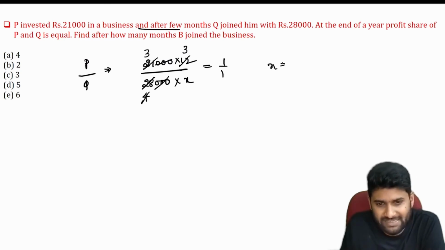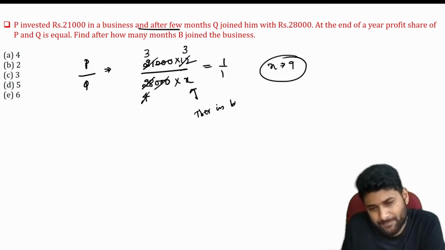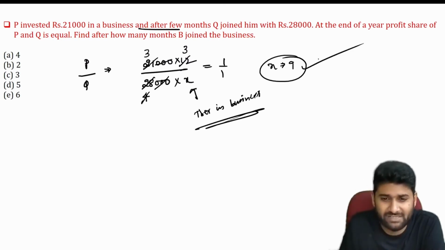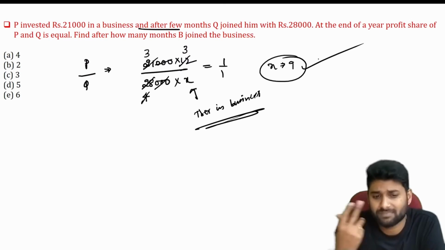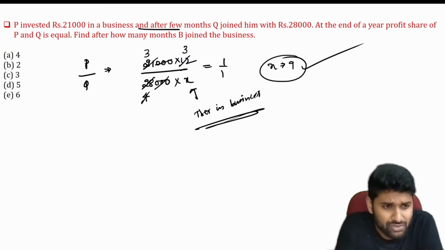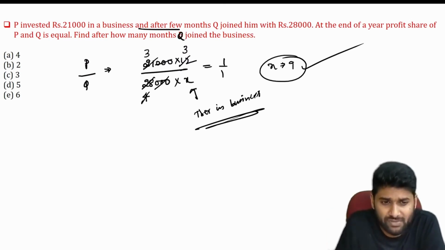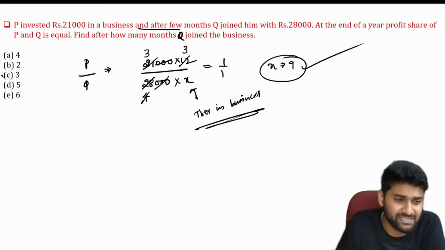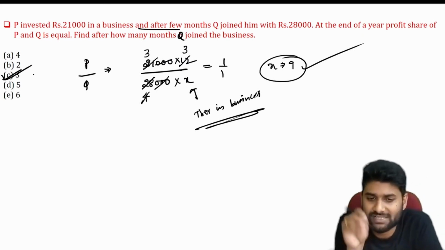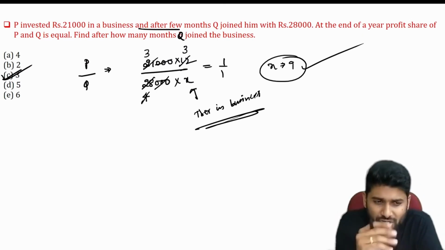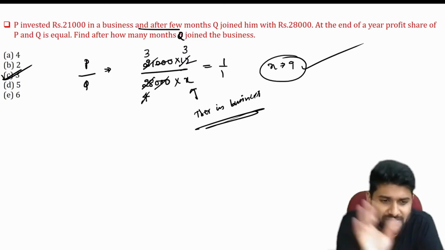Now you will get X exactly equal to 9. Guys, as I said, X is the number of months Q was in the business, so that is the variable I consider. So Q was there exactly 9 months. But the question is after how many months Q joined the business. So Q joined the business after 3 months. Why? Because Q is there exactly 9 months in the business, but the question is after how many months that person joined, so it's 3 months.